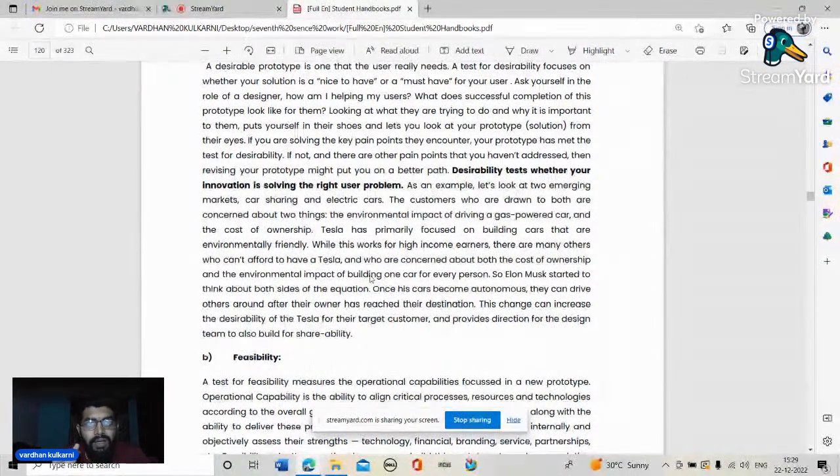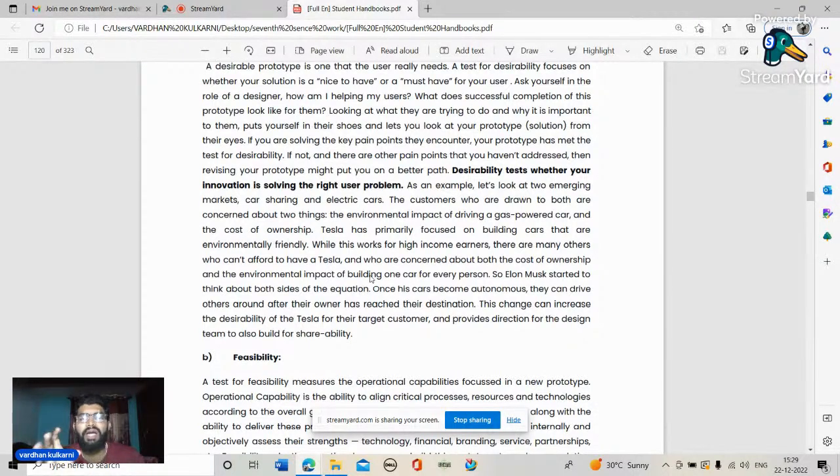Considering Tesla has a primary focus on building cars that are environmentally friendly, while these work for high-income earners, there are many other people who can't afford to have a Tesla. So here what happens is, you are concerned about both cost, ownership, and the impact on building the car for every person. So Elon Musk started to think about both sides of the equation.